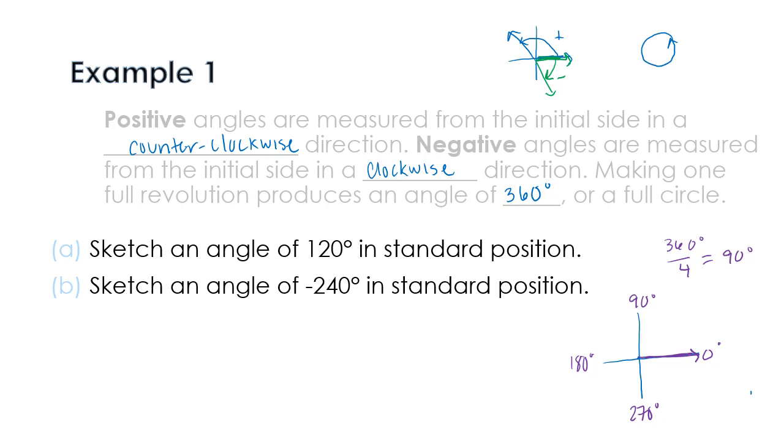So if I were to draw 120, that's a positive angle, so that means I'm going to be going in the counterclockwise direction. So we're going to go past 90, but not past 180. So about right here is where 120 degrees would be.